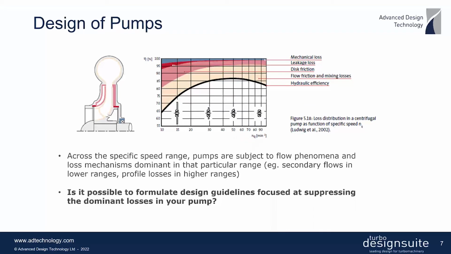Also, a phenomenon such as cavitation can really affect pumps over the entire specific speed range, and this is something that must be dealt with on a case basis. So the question really is whether it's possible to come up with a set of optimum design guidelines based on these fluid dynamic considerations of reducing the dominant flow losses for your pump.